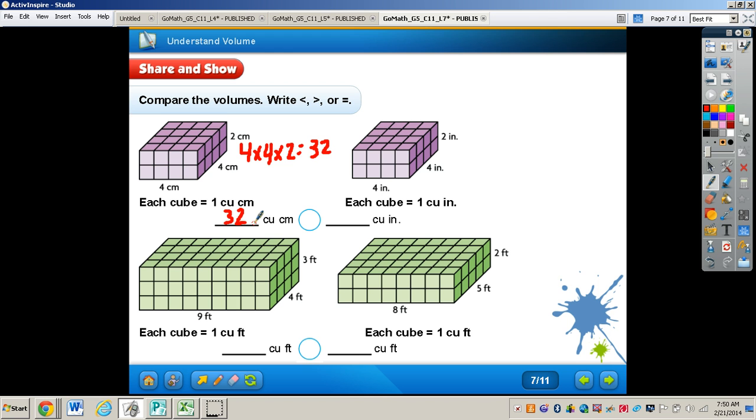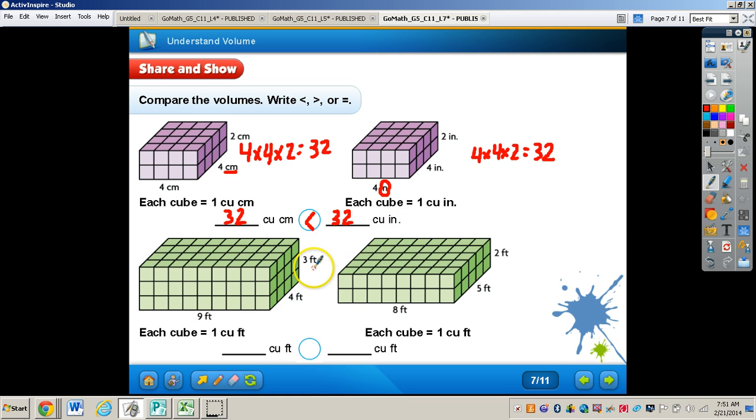Okay, and then we have 4 cubic inches over here. So we have 4 times 4 times 2. Okay, now even though the number is equal, you do need to look at the measurements. Now we all know that inches are greater than centimeters. So even though we have 32 and 32, it's important to look at the actual measurement. So we have 32 cubic centimeters. We know that is less than 32 cubic inches.